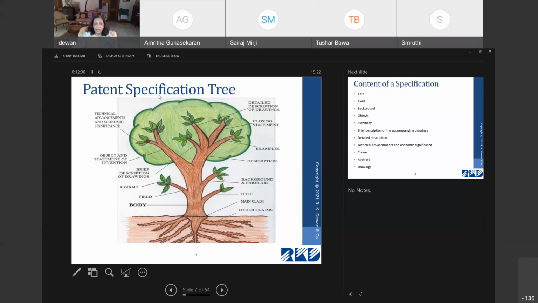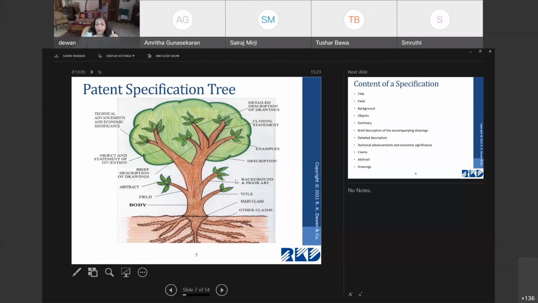Then the second part, which is above the ground, is the rest of the specification. So this is called the body of the specification, just like we say trunk of the tree. So this is the whole body of the specification. Now, the body of the specification has different parts. So for example, this is the first part, the title. This is one stem. The second is the field. The third you can say is the abstract.